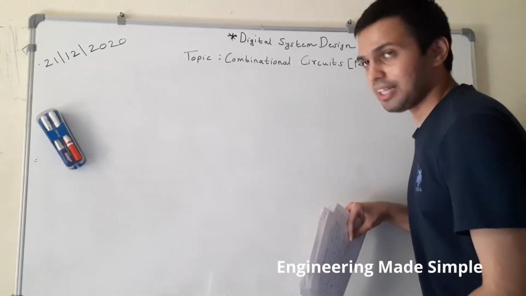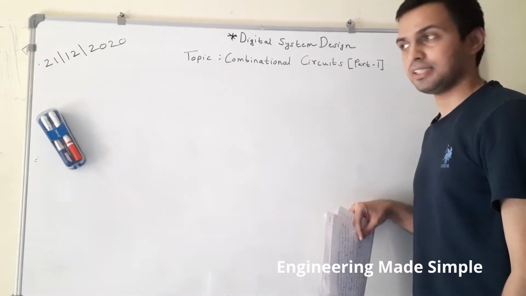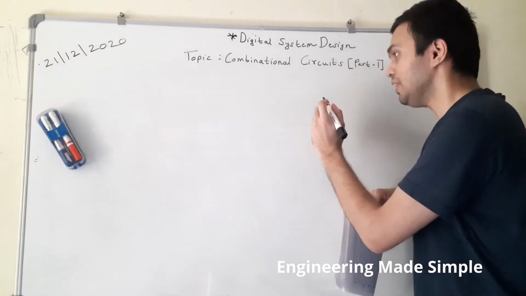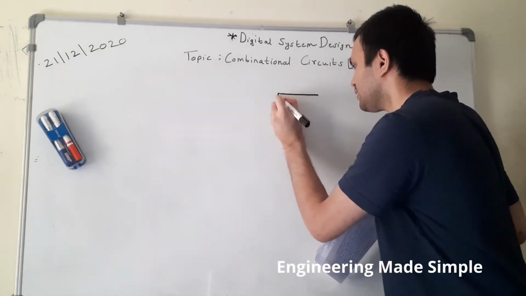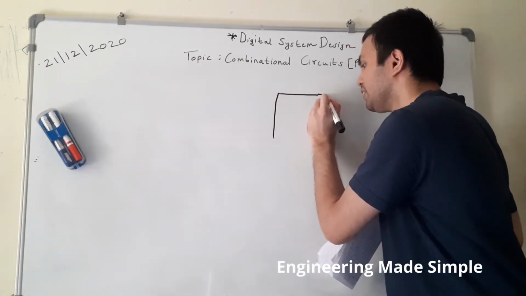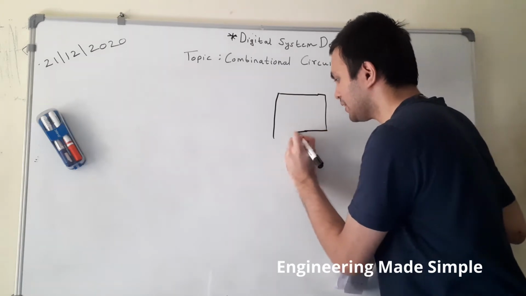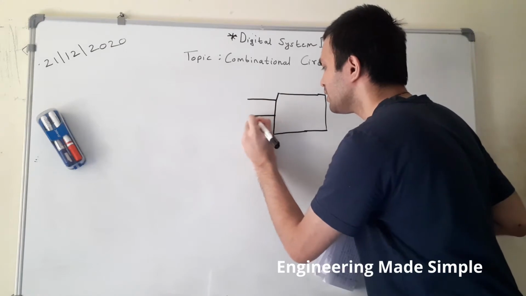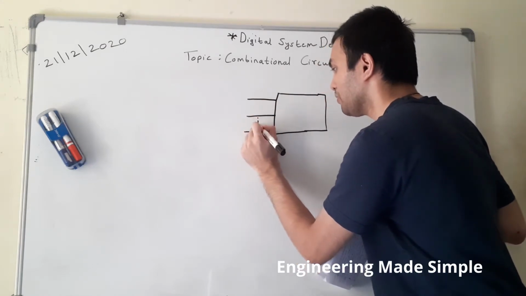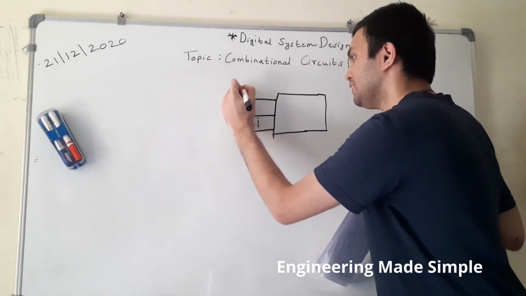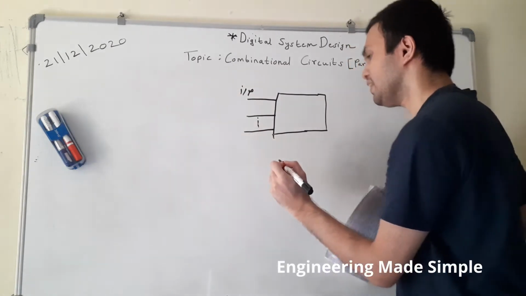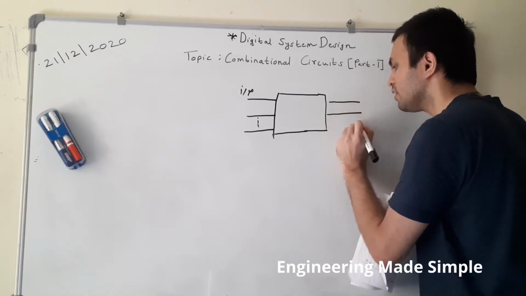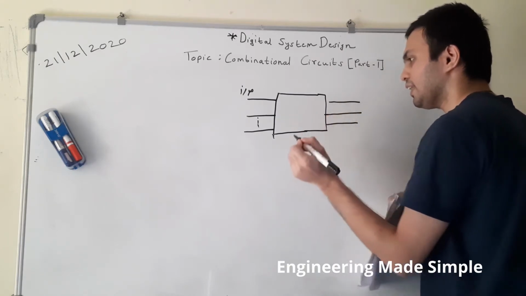Now, what do you understand by the term combinational circuits? What is a combinational circuit? I will draw a generalized block diagram to explain. Suppose let's say this is the input side of the circuit, and these are the outputs.